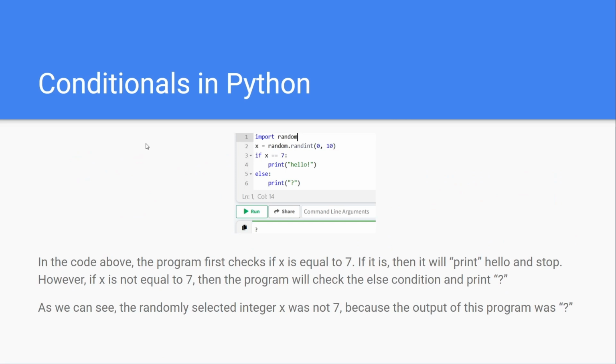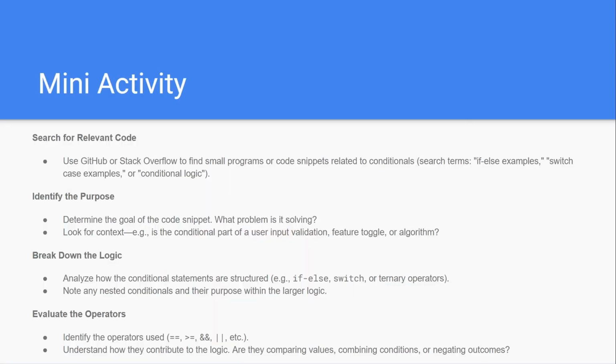Here is an example of the else statement. The program first checks whether x is equal to 7. If it is equal to 7, the program prints hello and just stops. However, if it's not equal to 7, the else statement runs and prints a question mark. In this example, the random number was not 7, so the program printed a question mark. Now we will do the mini activity.